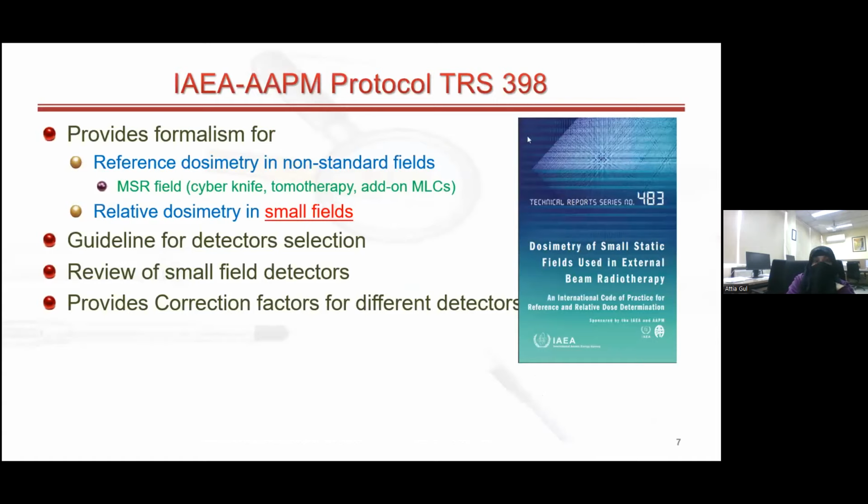All of you must know about the IAEA AAPM protocol TRS 398. It is a detailed document on small field dosimetry. The main aspect that it covers is that it provides a formalism for reference dosimetry in non-standard fields. You know, the standard field is 10 by 10 centimeter squared for our general dosimetry that we perform every month.